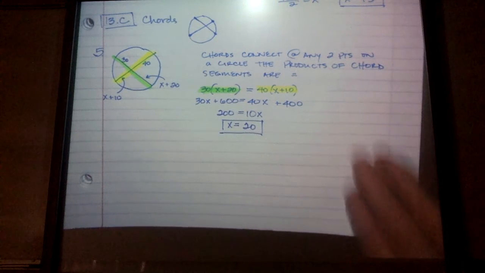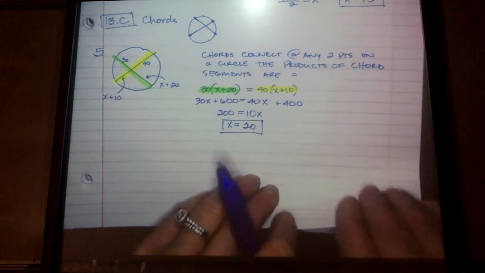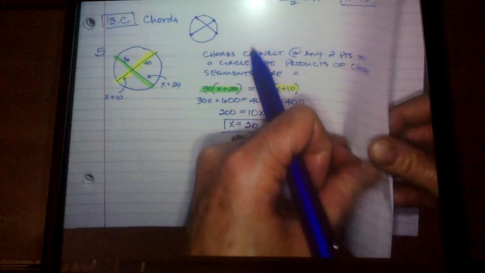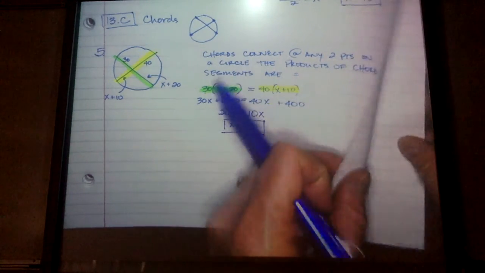Okay. Now, the last part of this section has to do with secant segments. So here is the last part of 13. And I'm going to keep track of what example I was on. So 13.d has to do with secant segments.